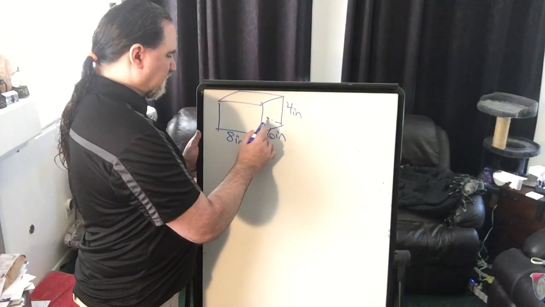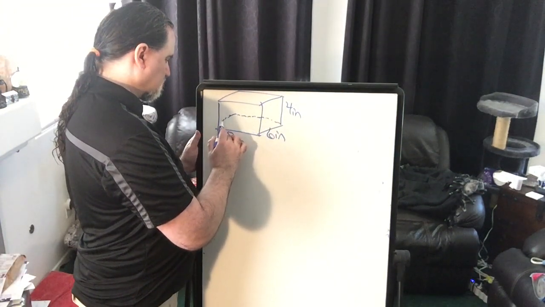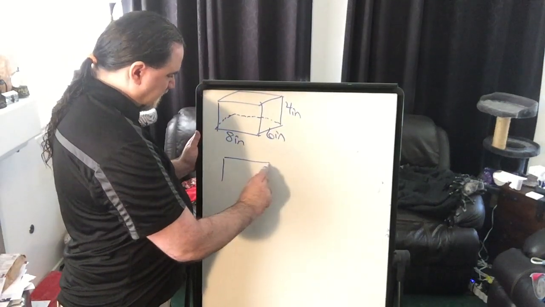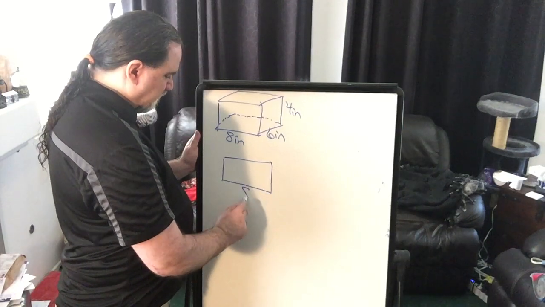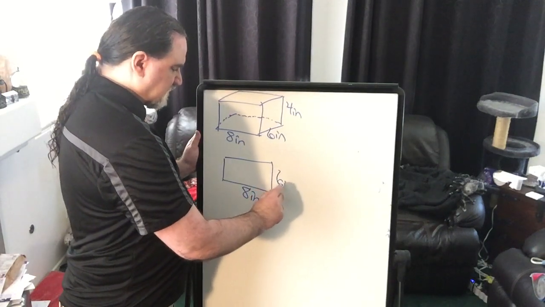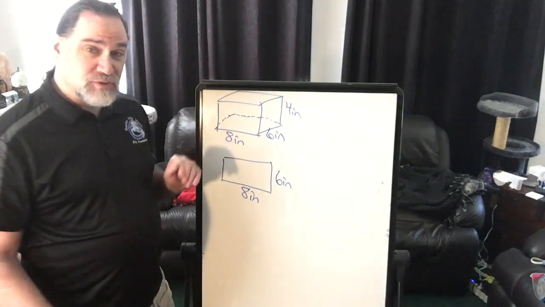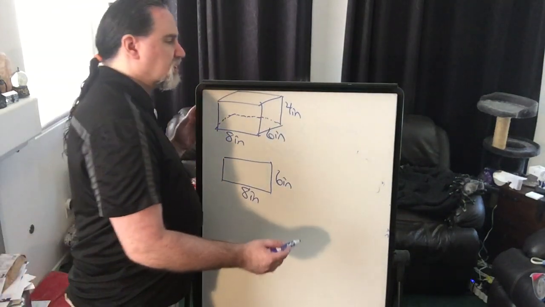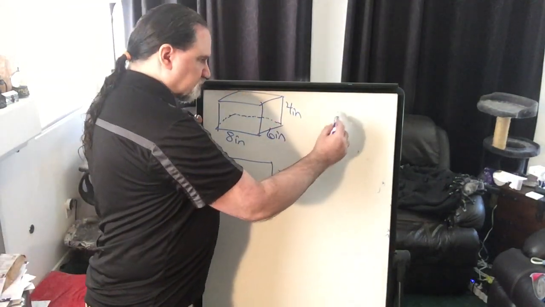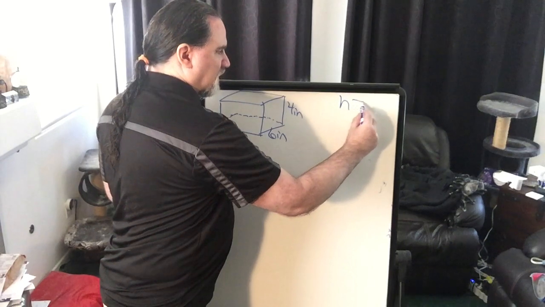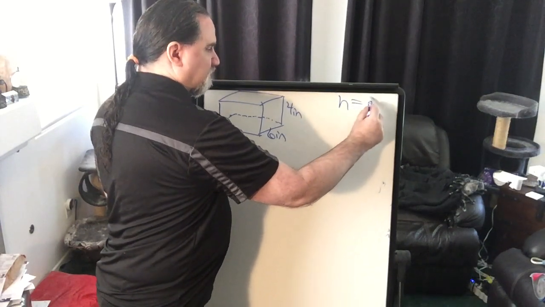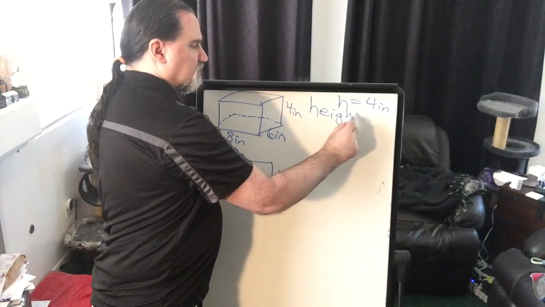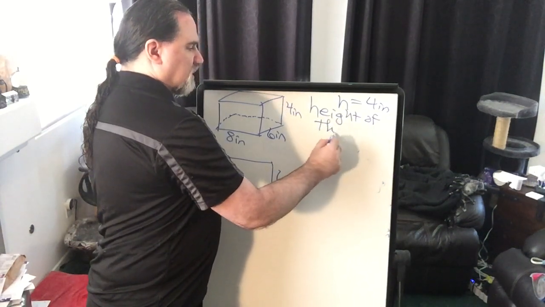I know I just told you it doesn't have to be the bottom, but I'm going to anyway. So we're looking at something like that. The bottom here would be a rectangle that is 8 inches in length and 6 inches in width. The height of the whole prism is this right here, 4 inches. And we're going to need that. So I'm going to just set that aside for a moment. Height is 4 inches, and that H stands for the height of the prism.